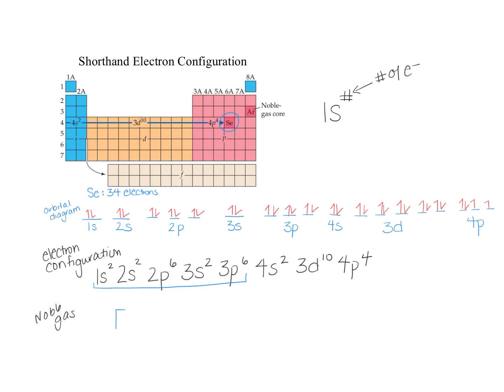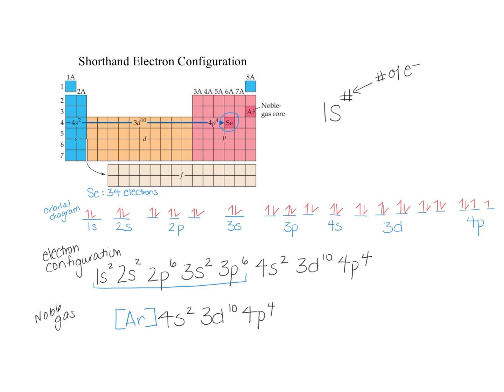So I'm going to come down here and say, instead of writing all that, I'm just going to write argon and then write the electron configuration that comes after that. And that's 4s2, 3d10, and 4p4. So we'll work on this more in class.